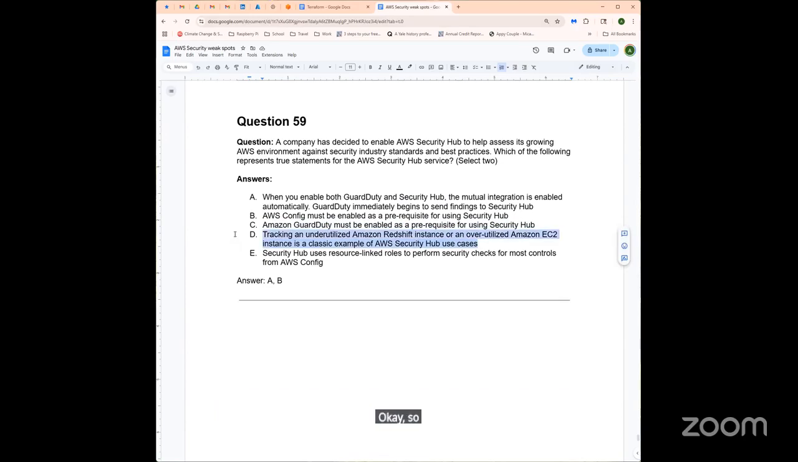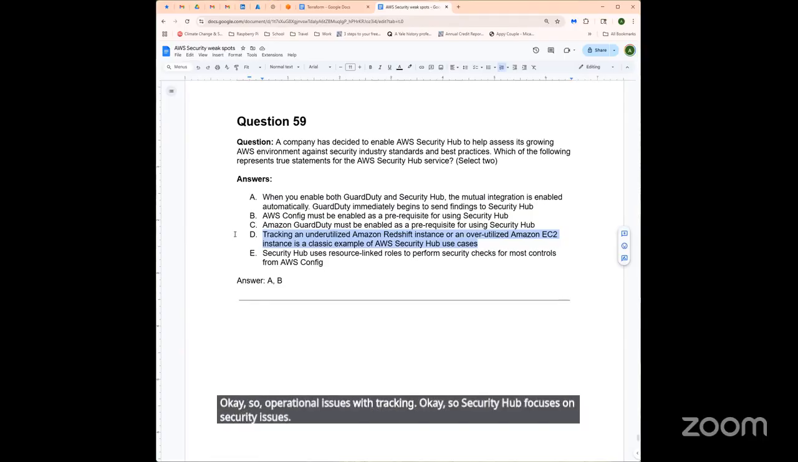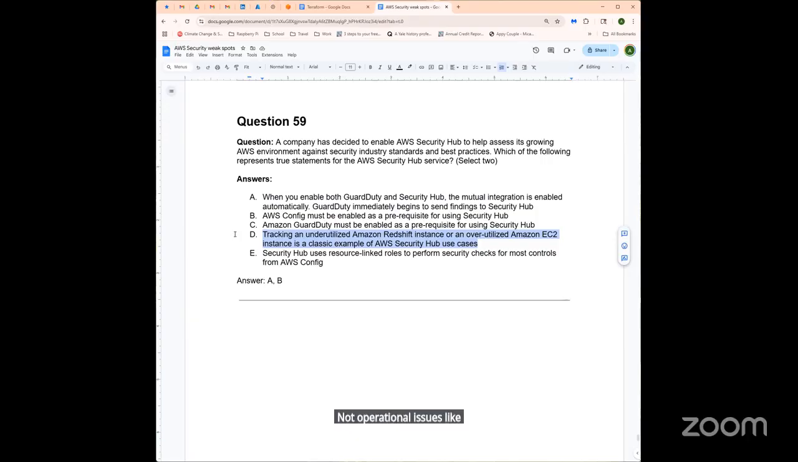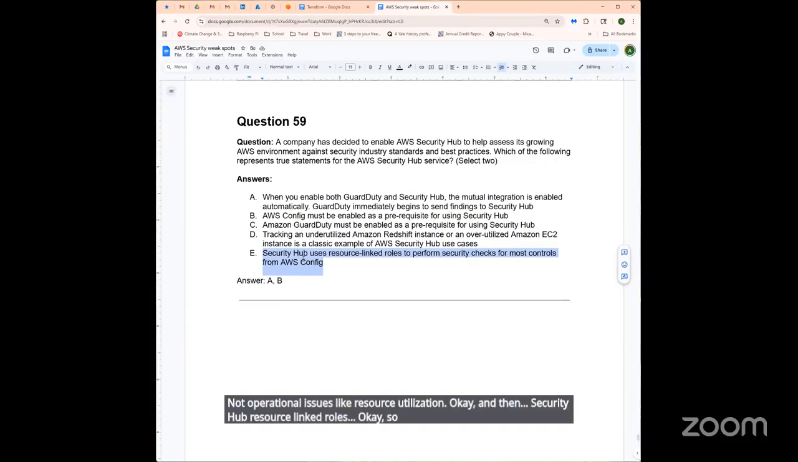Okay, so operational issues with tracking. Security Hub focuses on security issues, not operational issues like resource utilization. And then Security Hub resource linked roles. Security Hub uses service linked roles, not resource linked roles.